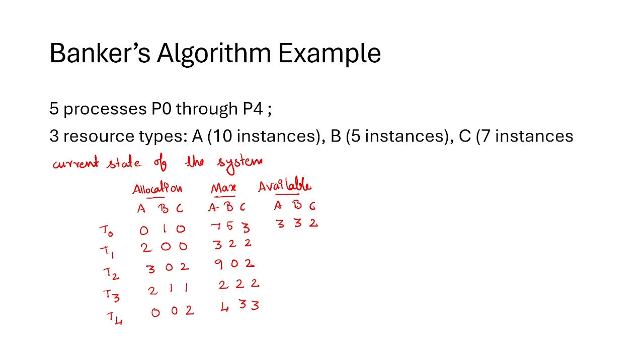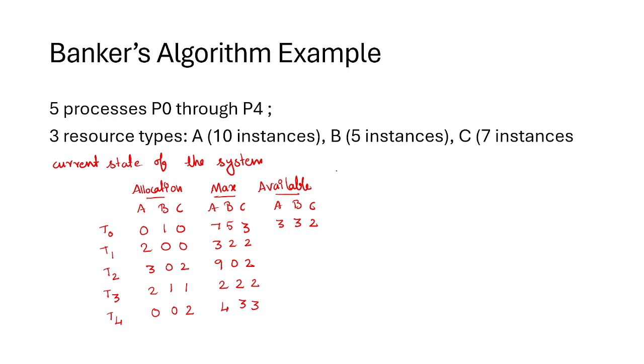Now we see the example for Banker's algorithm. Consider a system with 5 threads, T0 to T4, and 3 resources A, B, C. Resource A has 10 instances, B has 5 instances, C has 7 instances. And the current state of the system is this one. This shows what has already been allocated for each resource, the maximum requirement of each thread, and the remaining available resources.